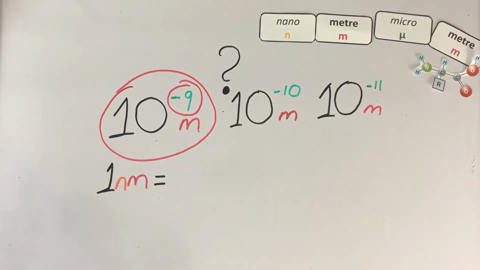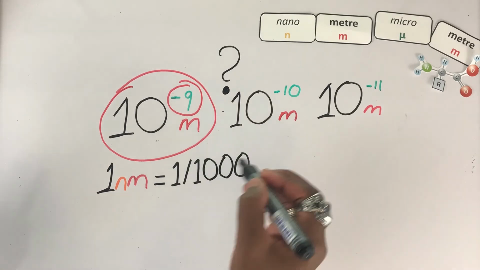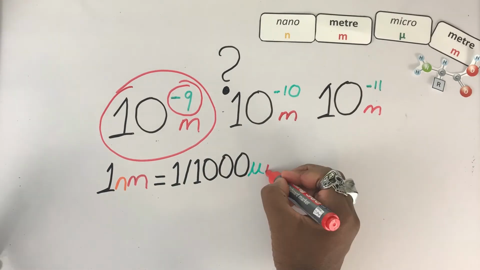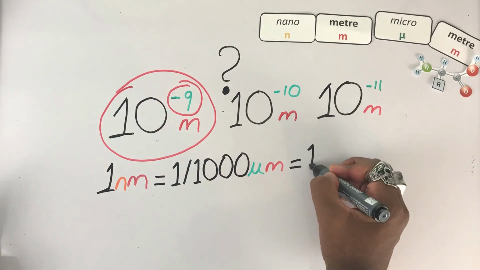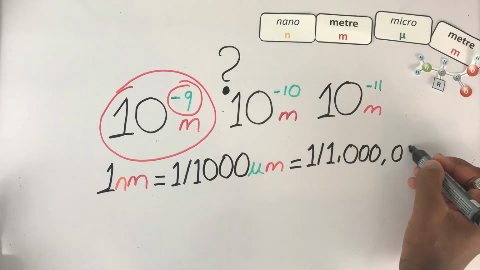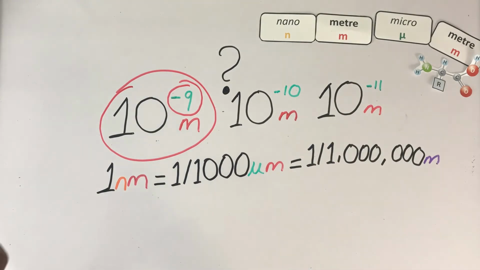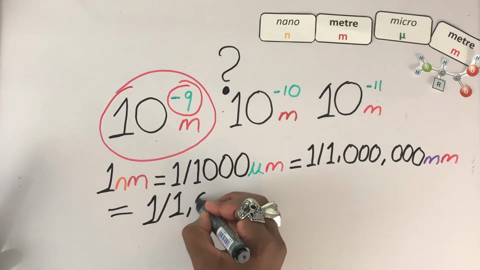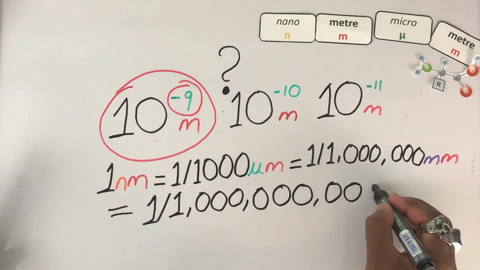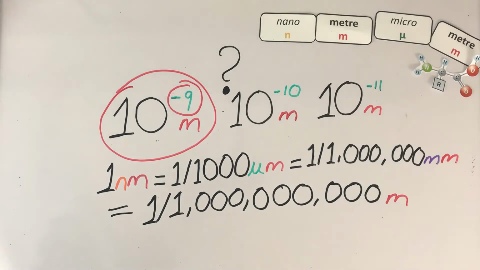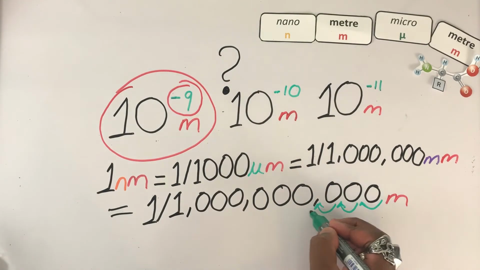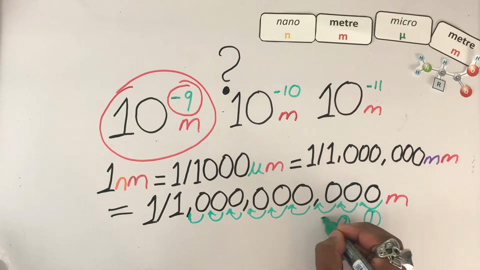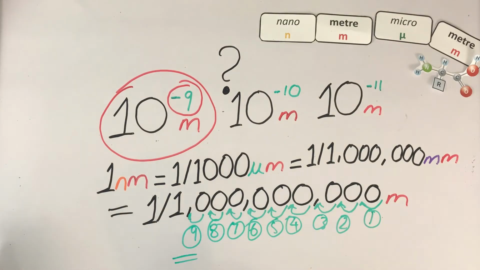1 nanometer equals 1 over 1000 micrometers, which equals 1 over 1,000,000 millimeters, which equals 1 over 1 billion meters. So a nanometer is the equivalent of 1 billionth of a meter.